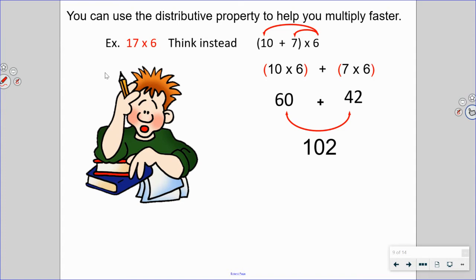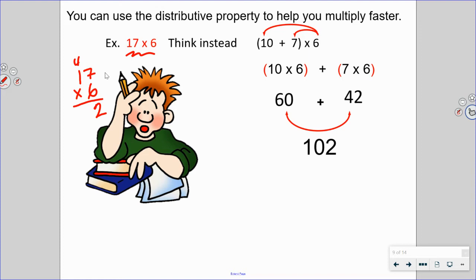Now, again, why would we do this? Where is the distributive property going to come in handy? If you think about 17 times 6, yes, you can come off to the side and you can multiply out. 6 times 7 is 42. Or is there an easier way so that we can compute it mentally? And in this case, there is.